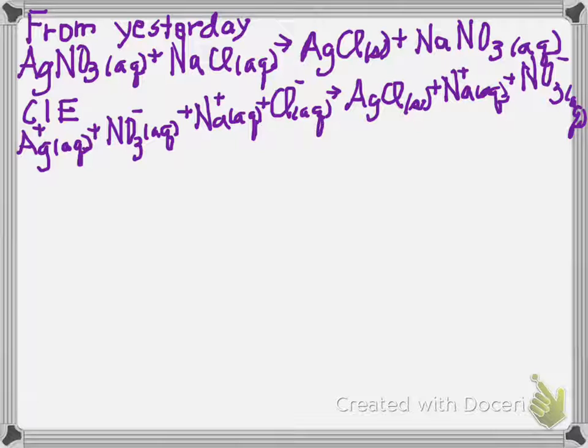Remember yesterday we did the complete ionic equation. To do a complete ionic equation, we take everything that's in the aqueous state of matter and we break it up into its ions. Remember, we did not break up silver chloride because silver chloride is a solid. So remember, when we do a complete ionic equation, we only break up the things that are in aqueous solution.